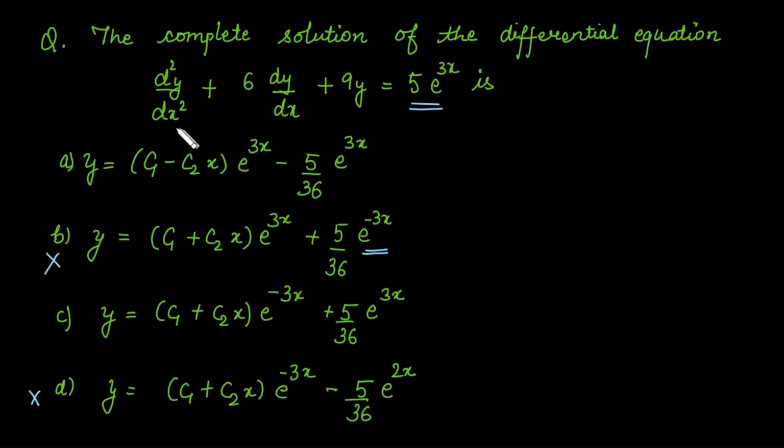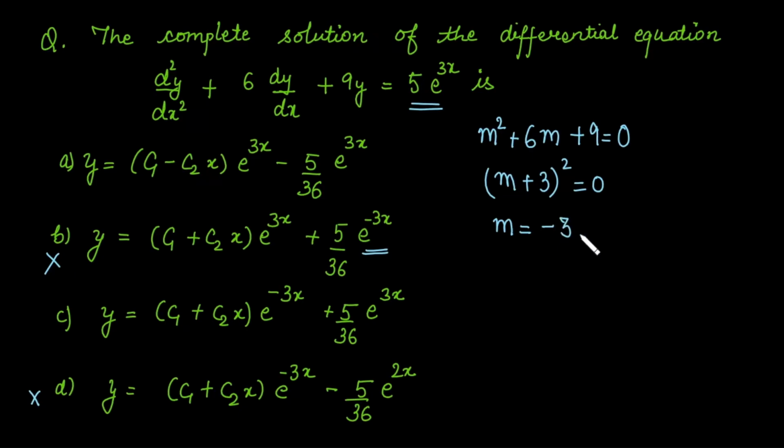For that, we need to first calculate the complementary solution. We will write the auxiliary equation directly from here. How do we write the auxiliary equation? A second order derivative is replaced by m square. A first order derivative is replaced by m, and its coefficient is plus 6. There's no derivative in the last term, so y is replaced by 1. So we have plus 9 is equal to 0. This is also equal to m plus 3 whole square is equal to 0. From here, we have two solutions, minus 3 and minus 3.